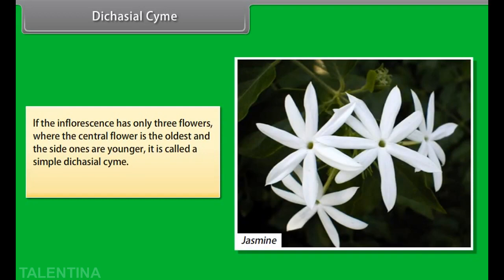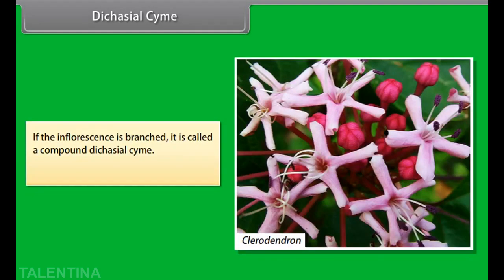If the inflorescence has only 3 flowers, where the central flower is the oldest and the side ones are younger, it is called a simple dichasial cyme. Example, jasmine. If the inflorescence is branched, it is called a compound dichasial cyme. Example, clerodendron, ixora.